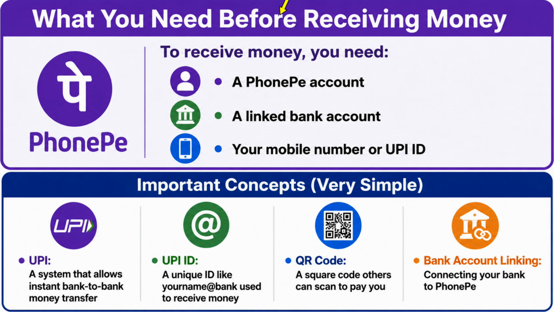What you need before receiving money? To receive money, you need a PhonePe account, a linked bank account, and your mobile number or UPI ID.